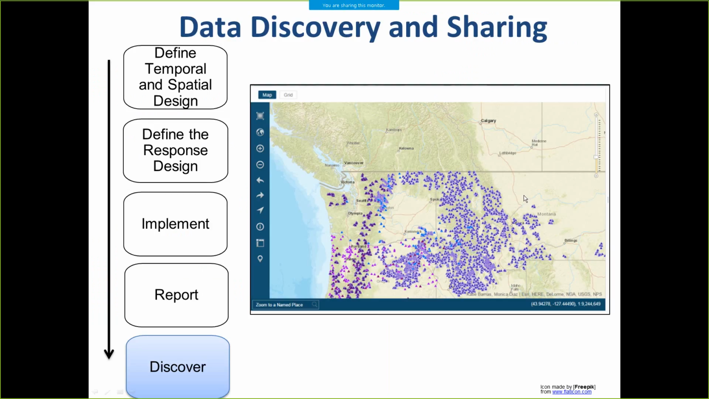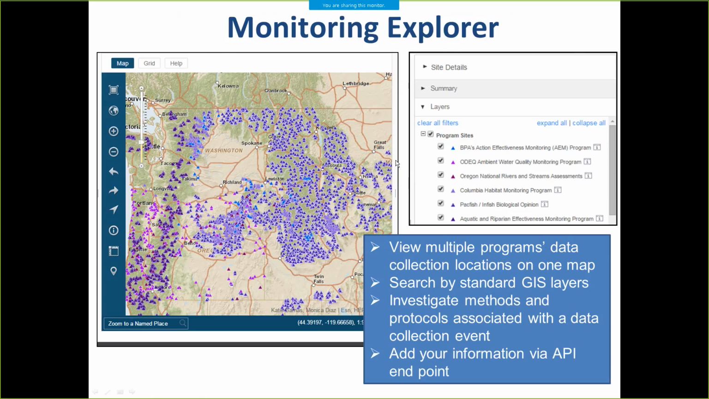And then that feeds into the final piece of the puzzle for Monitoring Resources, which is data discovery and sharing. Monitoring Resources has built the Monitoring Explorer web-based map viewer, which allows you to see multiple different programs' data collection locations on one map. Straightforward interface. You have a legend. You can turn on multiple different programs to see multiple different data collection events that have happened. Each of these events is then linked back to the methods, protocols, study designs that I talked about earlier.